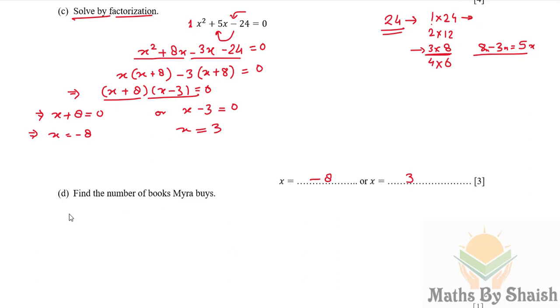Let's discuss part D. Find the number of books Myra buys. So the number of books for Myra was 60 over x plus 2. That was the number of books.